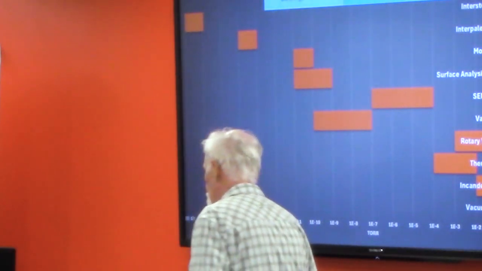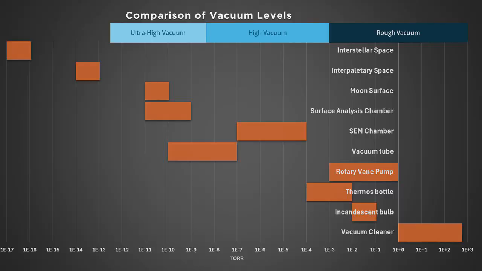We'll see something similar to this several times. On the x-axis, we have increasing pressure: ultra-high vacuum, high vacuum, rough vacuum. And you'll see different characteristics here. So vacuum cleaner, not a good vacuum. Incandescent bulb, vacuum tube. How many of you have never seen a vacuum tube? Okay, so imagine a computer made up with these instead of transistors. All right, so there's your vacuum tube.